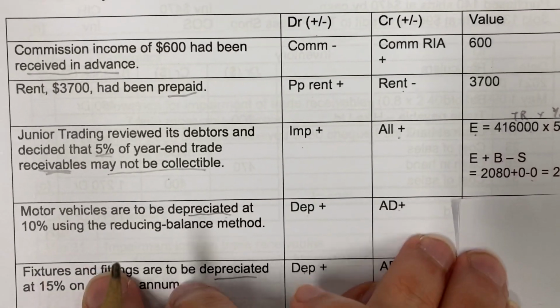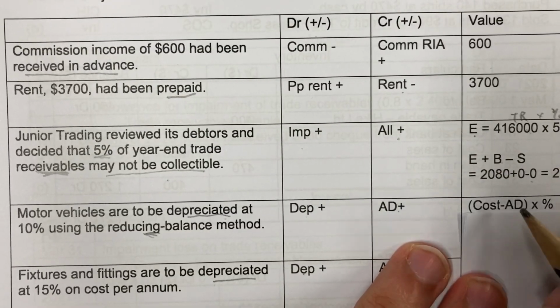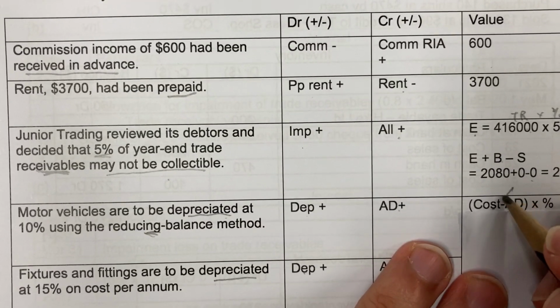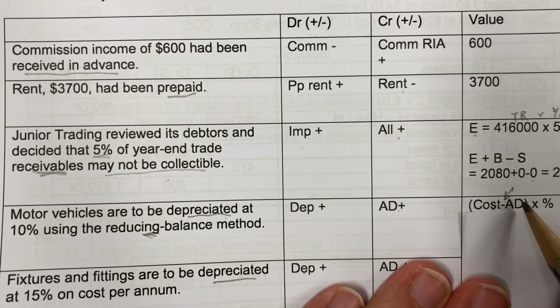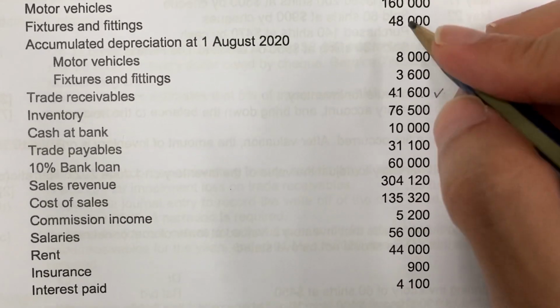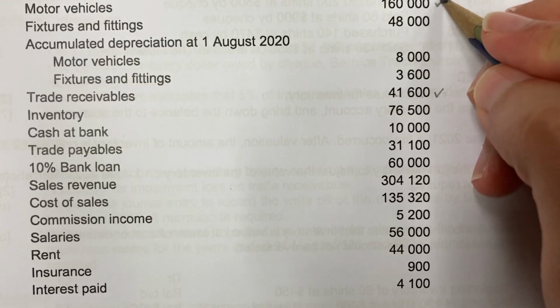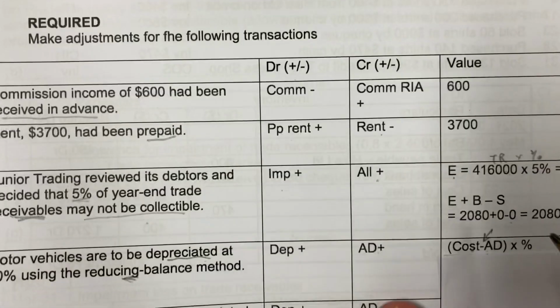Next, we do our depreciation. So for reducing balance, it means you have to do a reduction first. So that's why it's cost minus AD. There is a minus here. Alright, so the cost and the AD are gotten from the trial balance. So you look at the trial balance, the cost of the motor vehicle, alright, and then the AD of the motor vehicle, so 160,000 and 8,000.